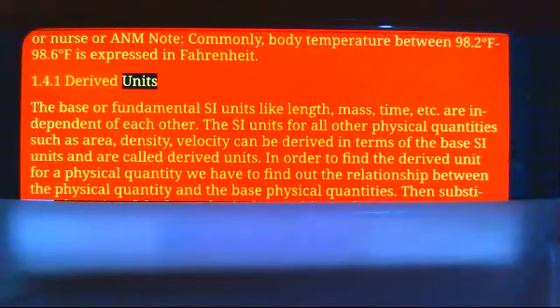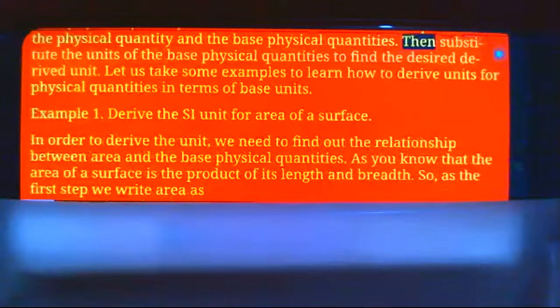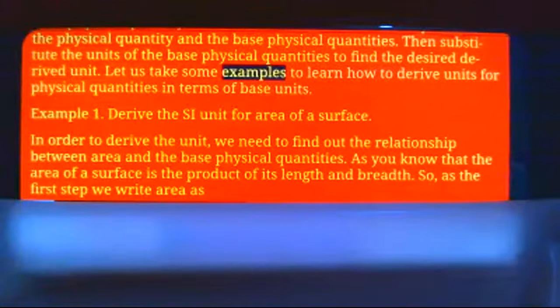1.4.1 Derived units. The base or fundamental SI units like length, mass, time, etc. are independent of each other. The SI units for all other physical quantities such as area, density, velocity can be derived in terms of the base SI units and are called derived units. In order to find the derived unit for a physical quantity, we have to find out the relationship between the physical quantity and the base physical quantities. Then substitute the units of the base physical quantities to find the derived unit. Let us take some examples to learn how to derive units for physical quantities in terms of base units.